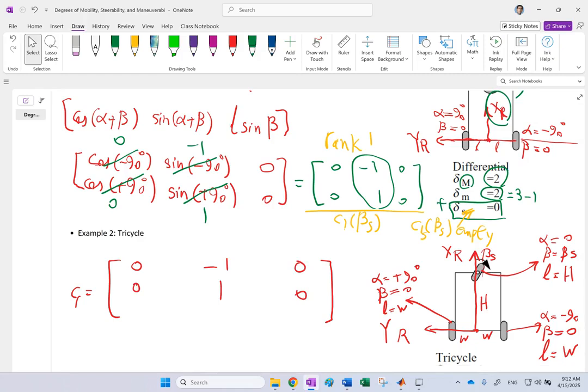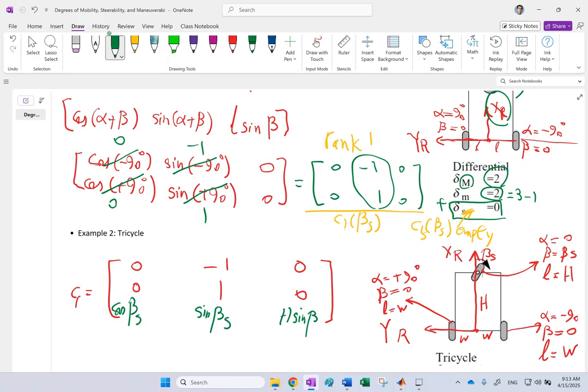Now the bottom portion, which is for beta S, let's see what that one becomes. And I write it with a different color. So alpha is 0, but beta is beta S. So this is going to be cosine of beta S. This is going to be sine of beta S. And this is going to be H times sine of beta.